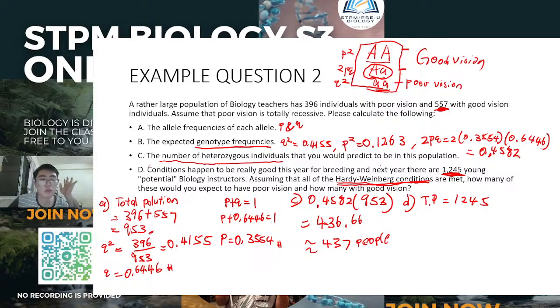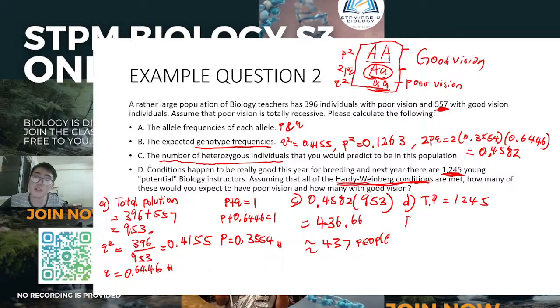So, we need to calculate the new frequency. Yang ni dia sudah cakap. Hardy-Weinberg conditions all are met. So, we don't need to calculate the new frequency already. So, you can directly use the P and Q you calculated just now. So he wants you to calculate the people that have poor vision and good vision.